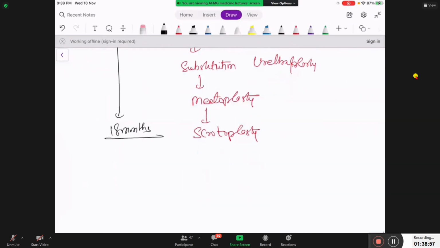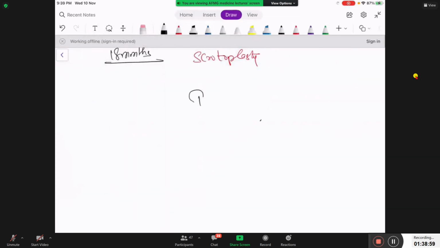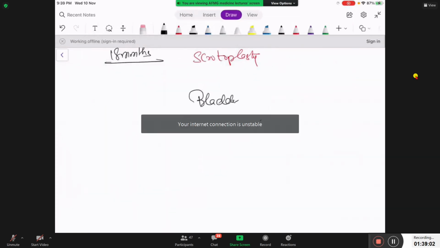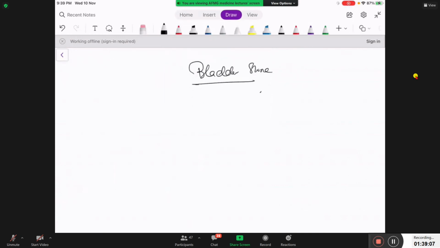Two topics. One is bladder stone. There are two types of stones in bladder: primary bladder stone and secondary bladder stone. Now this is something important. What is primary and what is secondary? Can you tell me? Increasing in the bladder is primary.